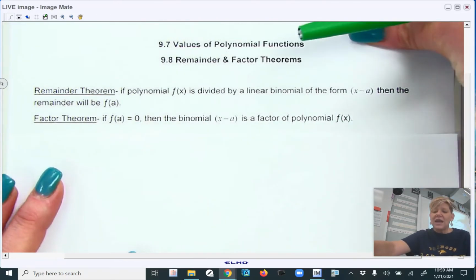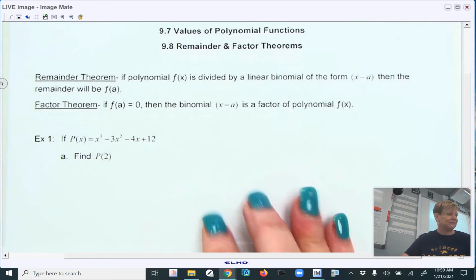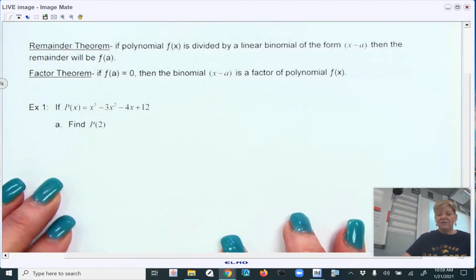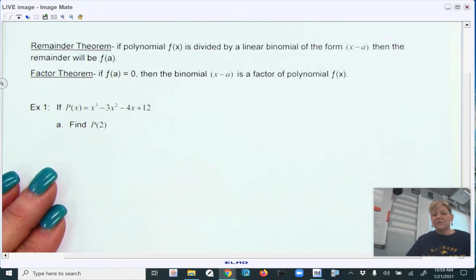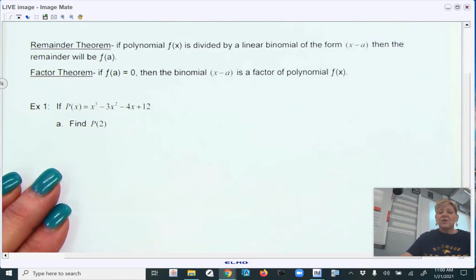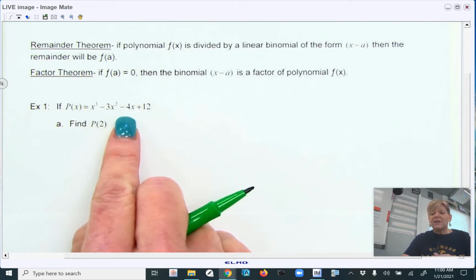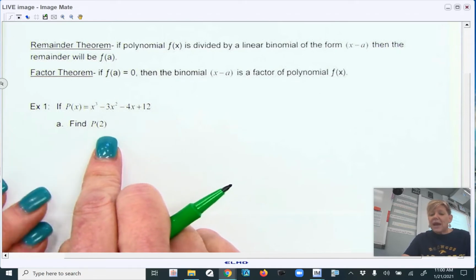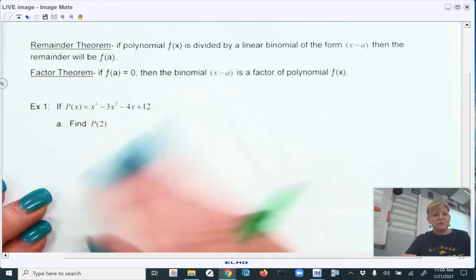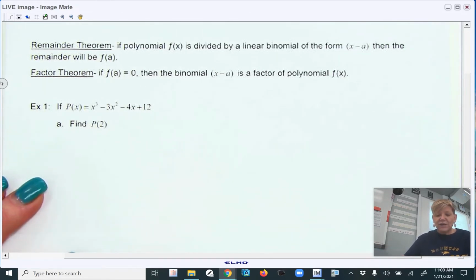Here we go. Example 1, go ahead and copy down example 1. If you want to pause the video because you're not done writing at any time, just remember to do that and then get back on. So here we have, if p of x equals x cubed minus 3x squared minus 4x plus 12, find p of 2. So in the past, you would just plug 2 in here and probably use a calculator to evaluate that. Well, today we are not going to use a calculator and we're not going to plug in 2.